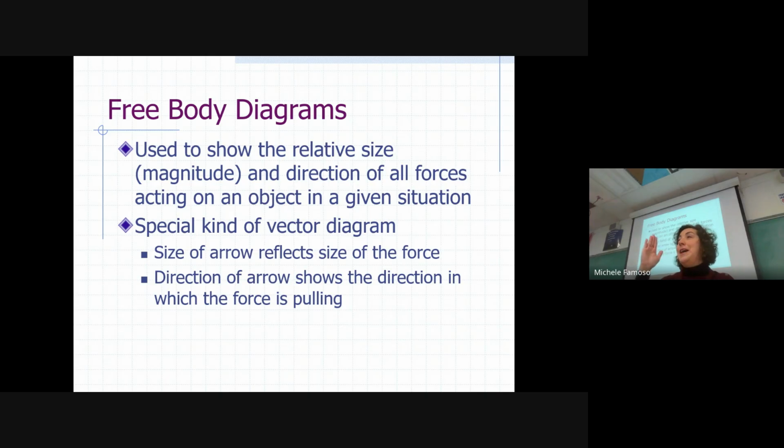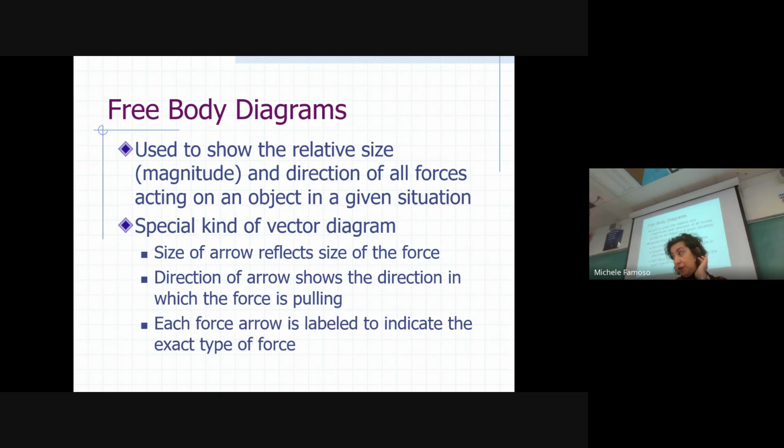So if I drew a vertical line that was 4 centimeters for the 20 Newton force, and I didn't put an arrowhead on the top of it pointing up, I wouldn't know whether it was pulling up or down. So you need to make sure you put an arrowhead on it to show the direction of the force. And then every force we draw has to be labeled. You don't just put arrows randomly down. They have to be labeled, and they must include a label for the type of force that they represent.